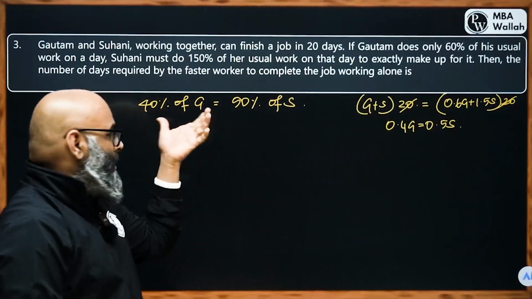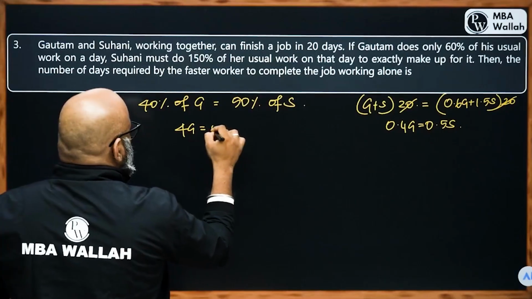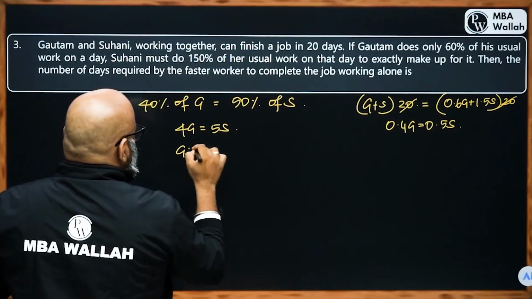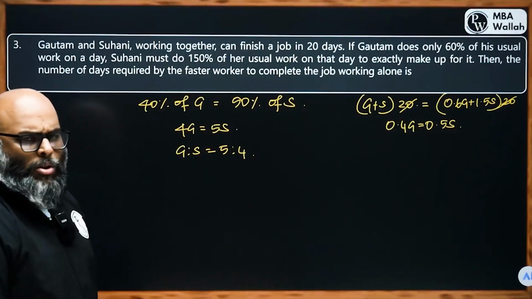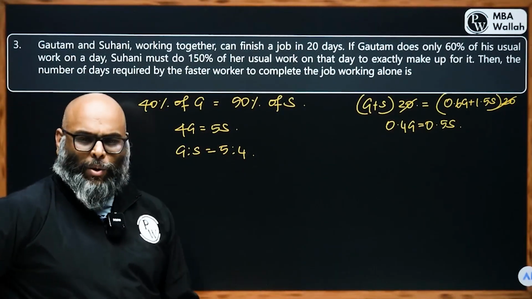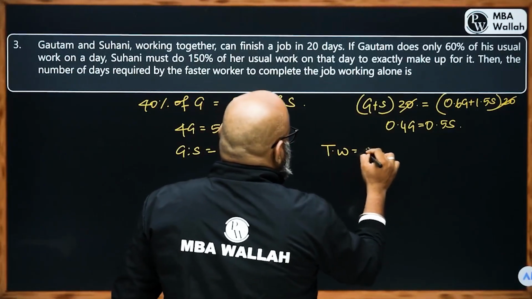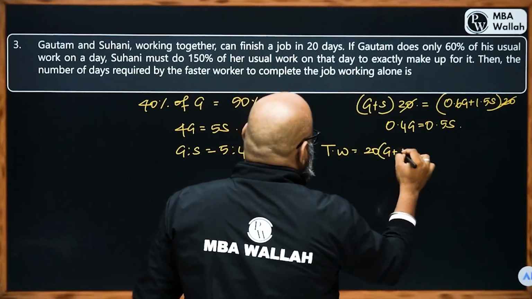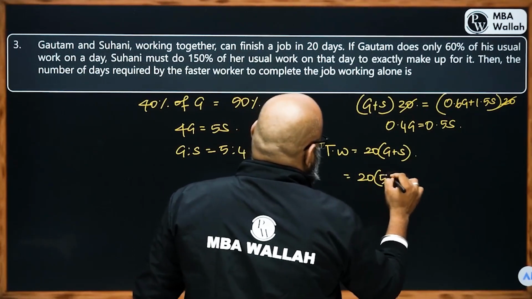Or I'm straight away saying this now. Or from here we can say 4G is equal to 5S. G is to S is equal to 5 is to 4. So the efficiency ratio is 5 units for Gautam, 4 units for Suhani. From here we can find total work. Total work is 20 days of Gautam and Suhani. That will be 20 into 5 plus 4.